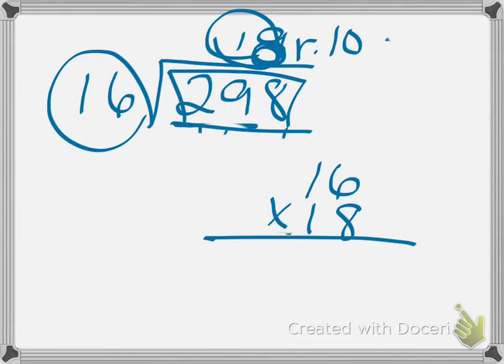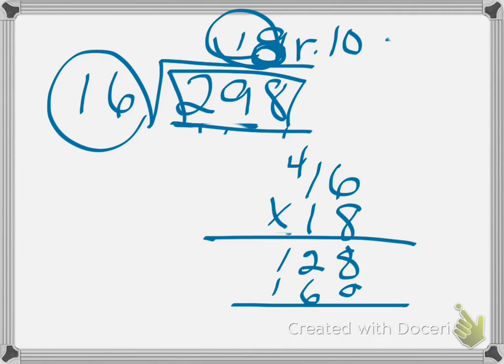8 times 6 is 48. 8 times 1 is 8, plus 4 is 12. Put in my placeholder. 1 times 6 is 6. 1 times 1 is 1. Add it all up. 8 plus 0 is 8. 6 plus 2 is 8. And 1 plus 1 is 2.